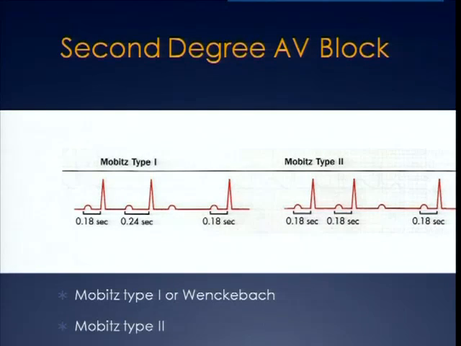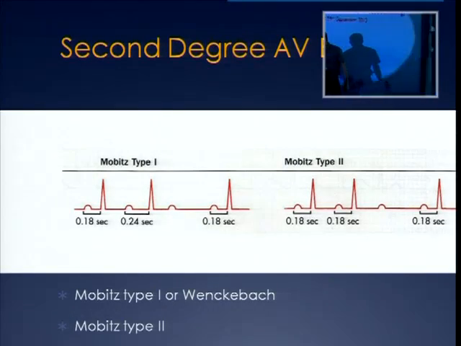Now the implication is that mobitz type 1 is usually confined to the AV node, whereas mobitz type 2 is infranodal. Infranodal can be either in the bundle of His or the Purkinje fibers. So that's a more serious kind of block. It can progress to complete heart block.